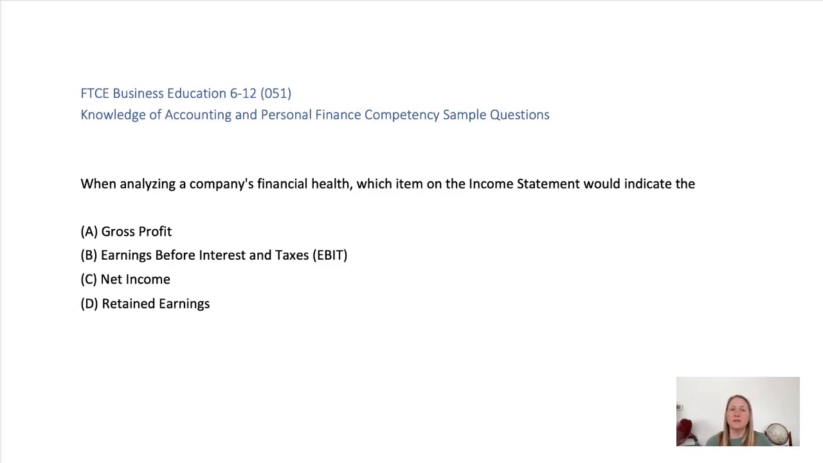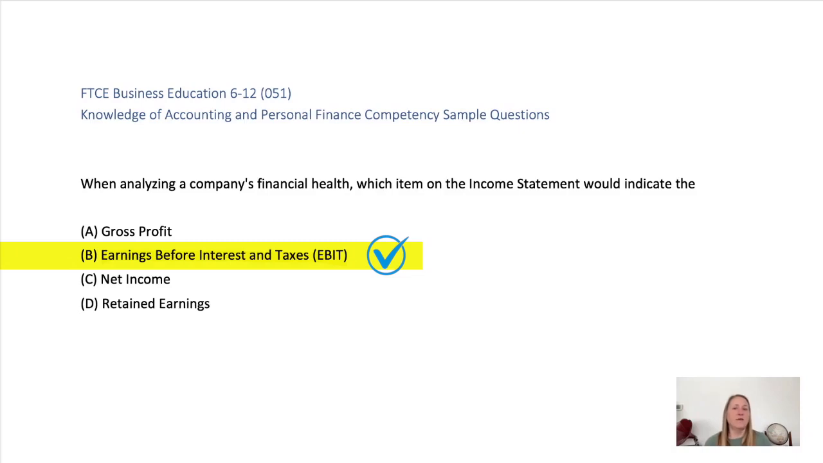A, gross profit is incorrect. This only shows profit after subtracting the cost of goods sold, not other business expenses. C, net income is incorrect. This is the final profit after all expenses, interest, and taxes. D, retained earnings is incorrect. This appears on the balance sheet, not the income statement. The correct answer is B, earnings before interest and taxes, or EBIT.